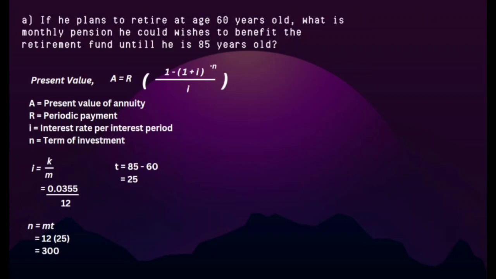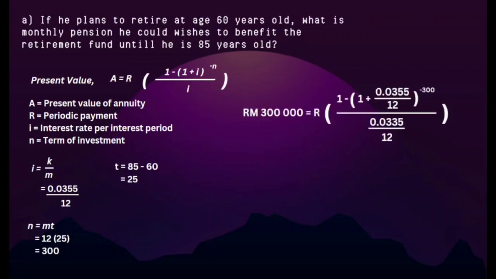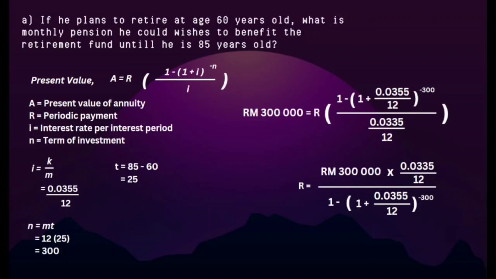Next, we need to find T. So we need to subtract his age at retirement, which is 60, from 85. So 85 minus 60, we get 25 years. Next, we just need to use the formula. So here we get 300,000, which is the retirement scheme he made, equal to R bracket 1 minus 1 plus 0.0355 divided by 12 power negative 300 divided by I, which is 0.0355 per 12. And after we have solved this equation, we will get the answer, which is RM 1509.93. This is the amount Amir will get every month in the retirement period.